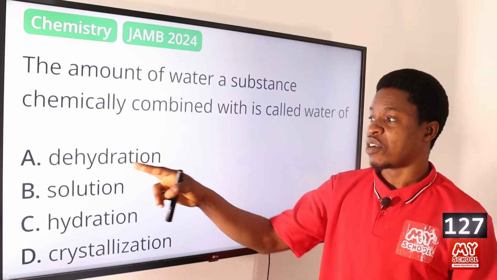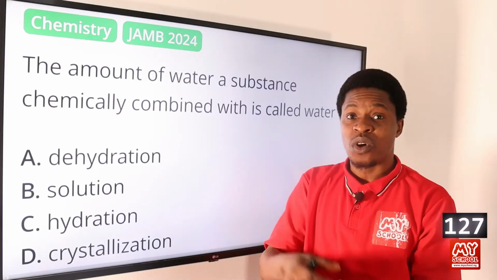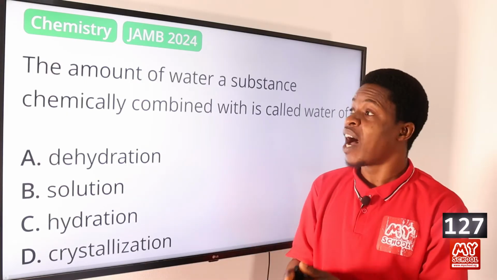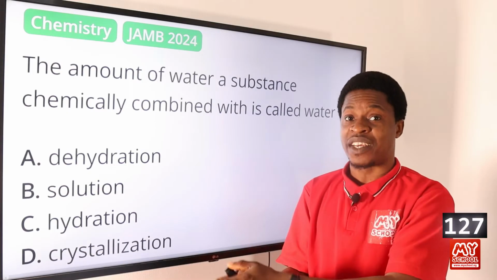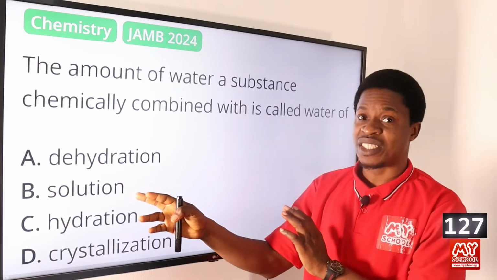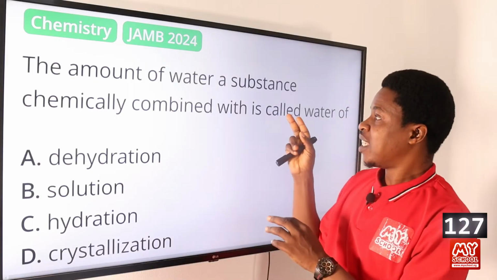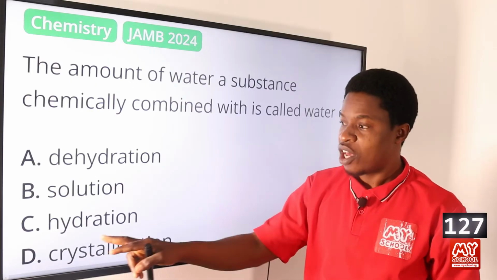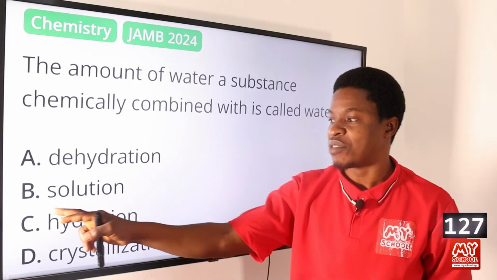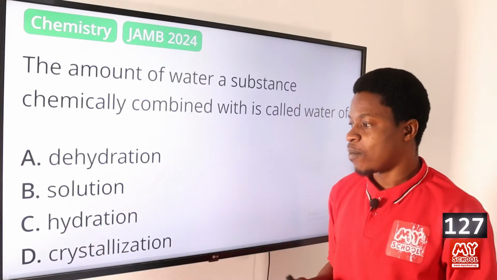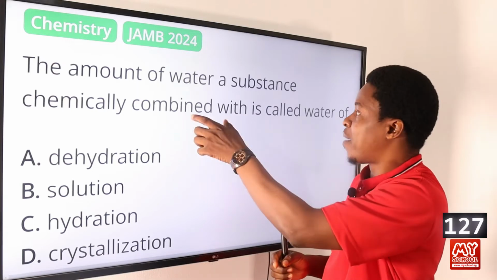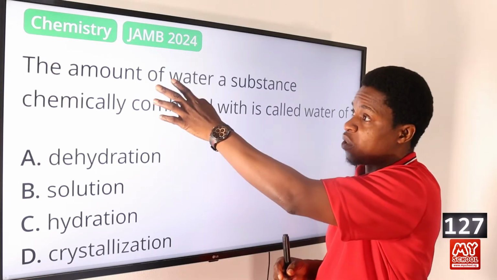So it is not dehydration. If it were dehydration, water would have been removed, meaning water is not present. If it is solution, that means we have a solute dissolved in a solvent, but then it will not be that the salt still has some water content in it. So it is not option B. Option C says hydration. If it is hydration, we would have some quantity of water in it, but not chemically combined with the salt.